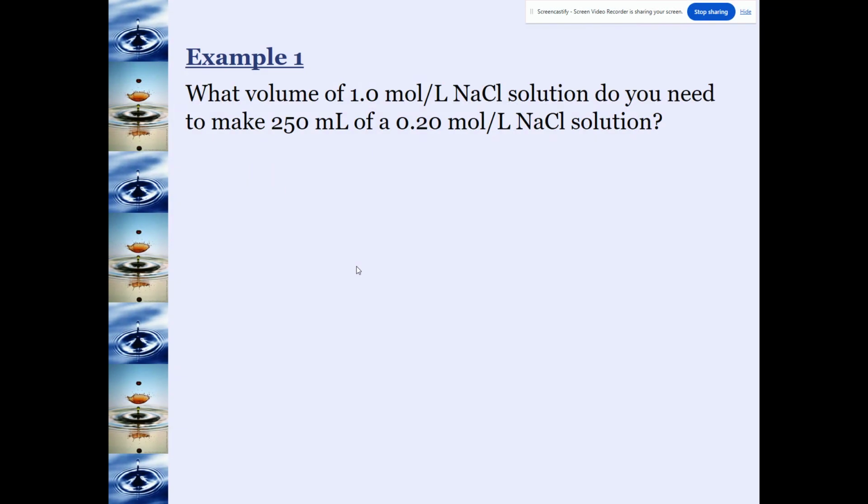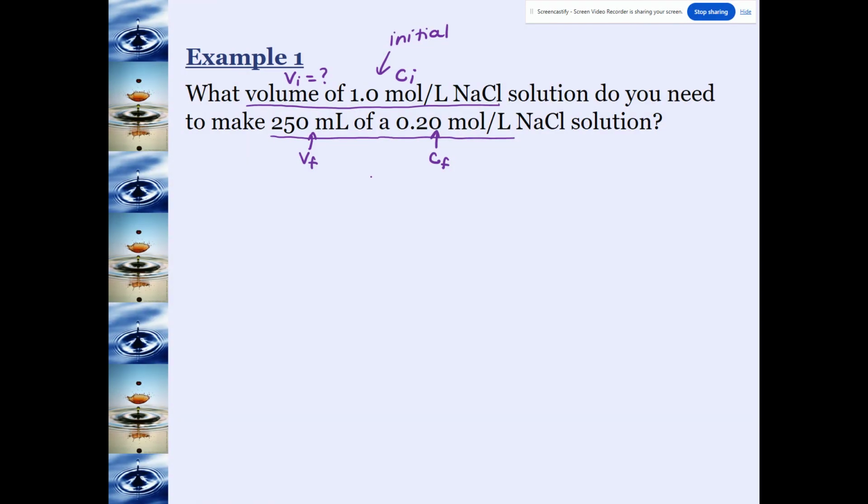So what volume of a 1 mole per liter solution of NaCl do you need to make a 250 milliliter solution with a 0.2 mole per liter concentration? So this is my initial solution. I'm starting with a higher concentration, so this is Ci, and I am wondering what volume of that solution do I need? This is my final volume, and this is my final concentration, because that is my diluted solution. I am making the solution from a concentrated solution.